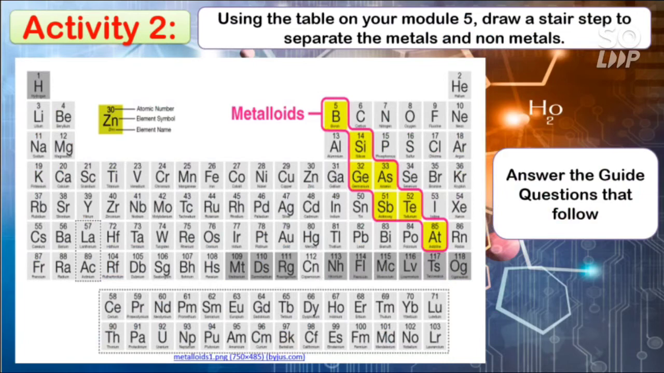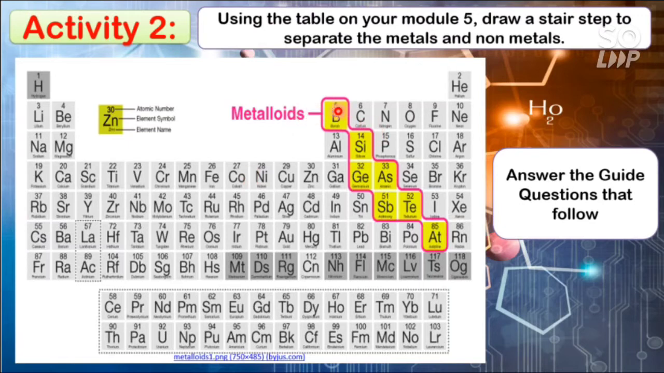In activity number 2, using the table on your module 5 or module 3 rather, this is 3. Draw a stair step to separate the metals and the non-metals. You know where the metals and non-metals are located. So a stair step meaning just a stairs like this. So you have to divide your periodic table into metals and non-metals. Reminder, metals are on the left, non-metals are on the right. So just divide your periodic table like a stair step for you to separate the metals from the non-metals.